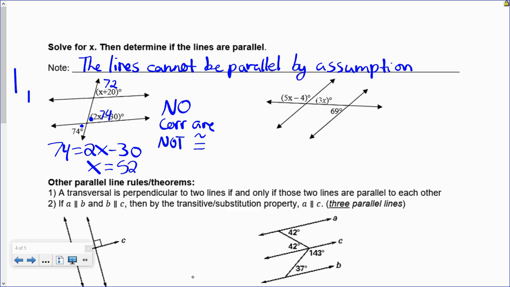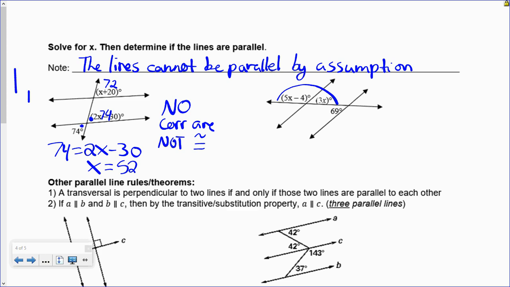All right, here's another one. How can I solve for x? Your instincts are going to tell you, take 69 and set it equal to 3x. But can you do that in this situation? No, because you do not know if the lines are parallel. Can I use the vertical of 5x minus 4, then consecutive? No, you still can't use consecutive if the lines are not parallel, because the consecutive angles are only supplementary if the lines are parallel, and you don't know that they are.